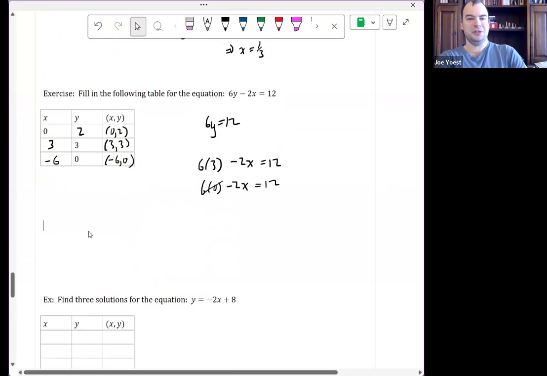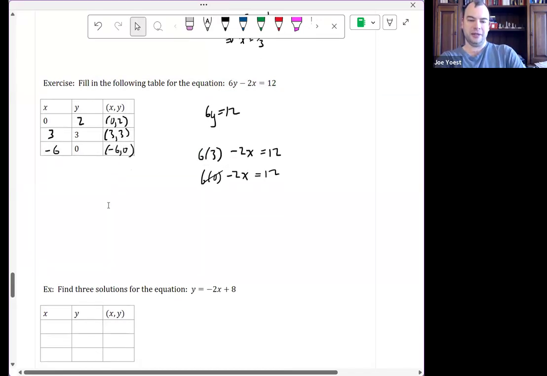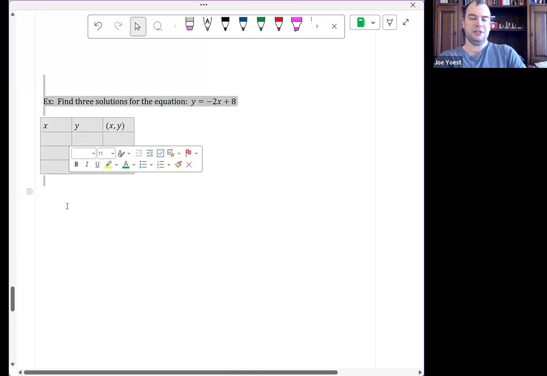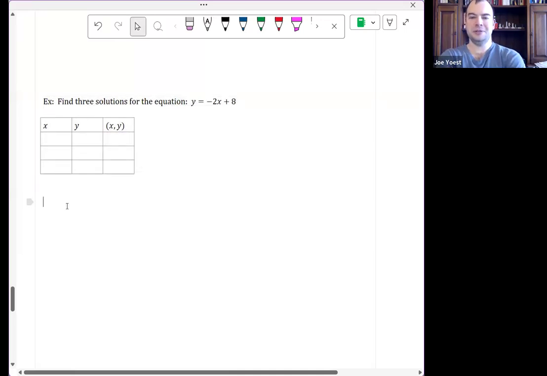Now, quite a few students find it difficult to make this jump. They can do these kind of problems just fine. But then if I say find 3 solutions for this equation, they really don't know where to get started.